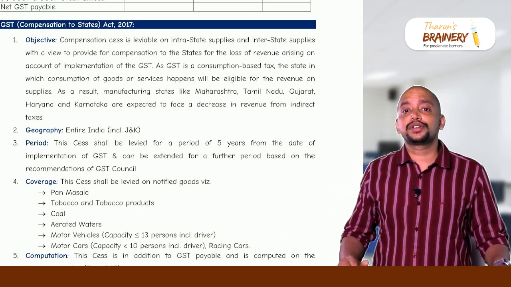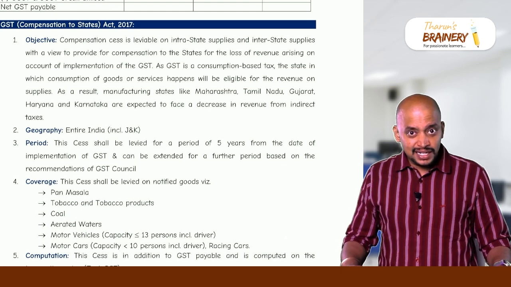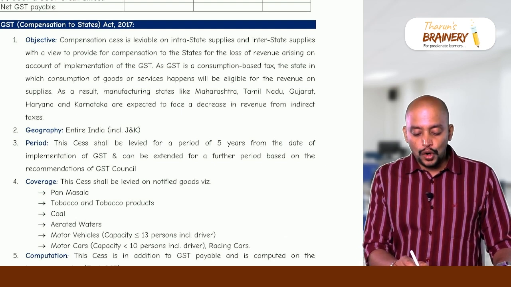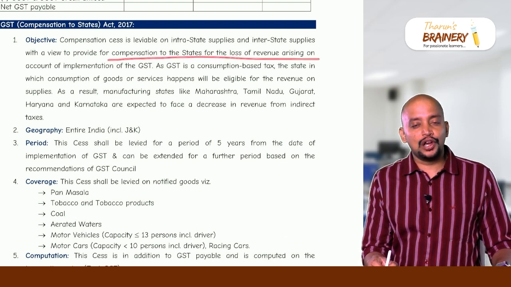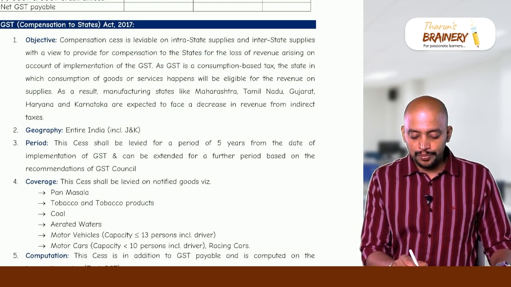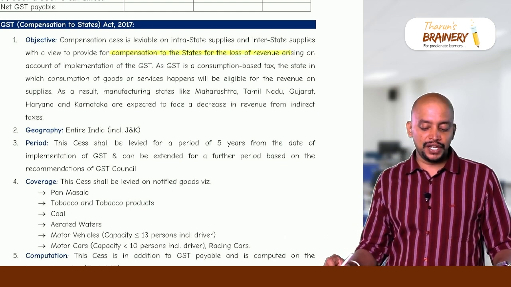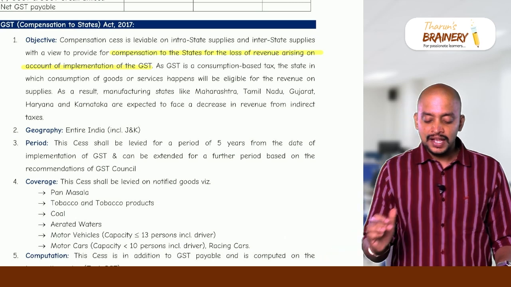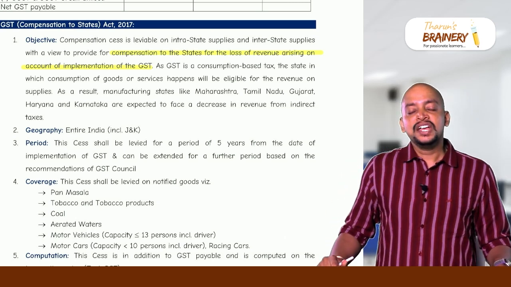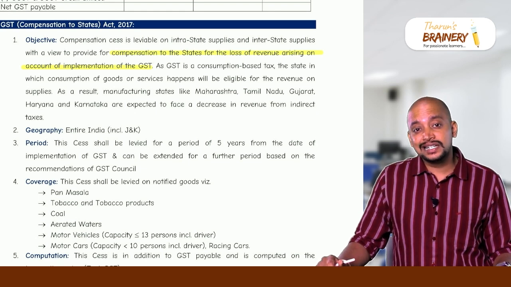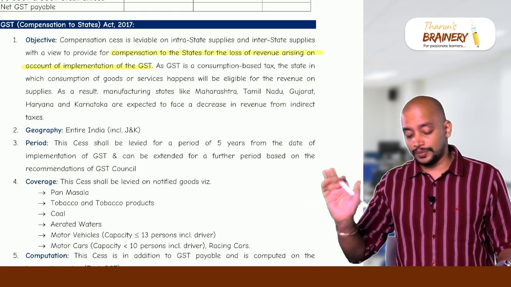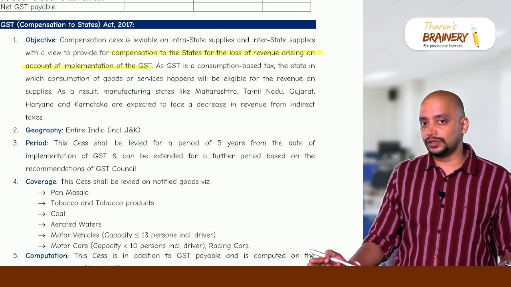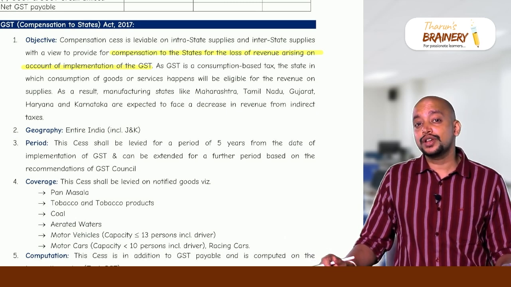Okay. So what is the purpose of this compensation cess? Whenever there is loss of GST revenue to the states, to compensate the states for the loss of revenue arising on account of implementation of GST, we have this GST compensation cess. Whether it is levied on intrastate supplies or interstate supplies or both? It is leviable on intrastate supplies and interstate supplies, both. Okay. But with respect to what? All goods or notified goods?